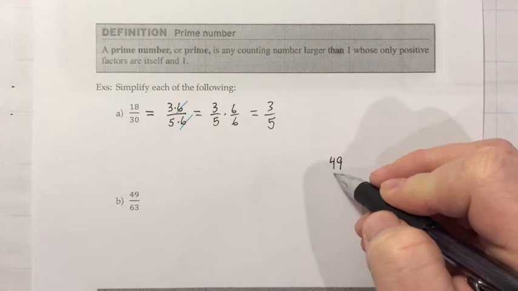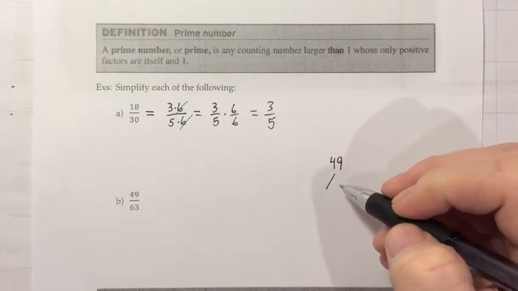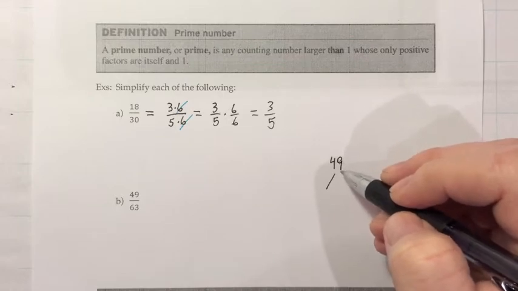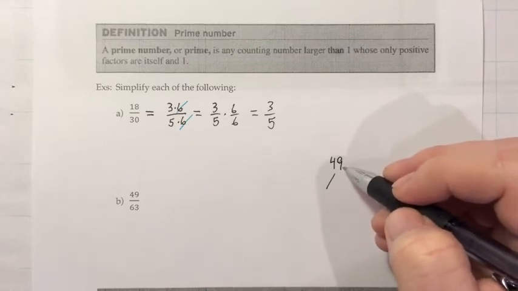So 49, think about primes. Do they go in? 2, no, because it's odd. 3, no, you just try it. It doesn't. 5, no, because it doesn't end in 0 or 5.